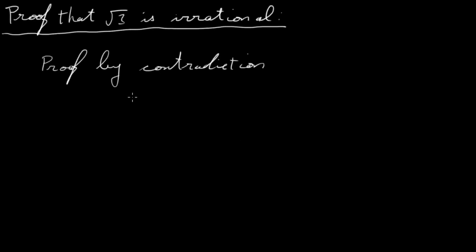So the way we're going to do this is we have to prove that the square root of 3 is an irrational number. So what I'm going to do is assume that it is a rational number and then show that the fact that I'm assuming it's a rational number produces a contradiction. So let's start off. We're going to say that the square root of 3 is a rational number.